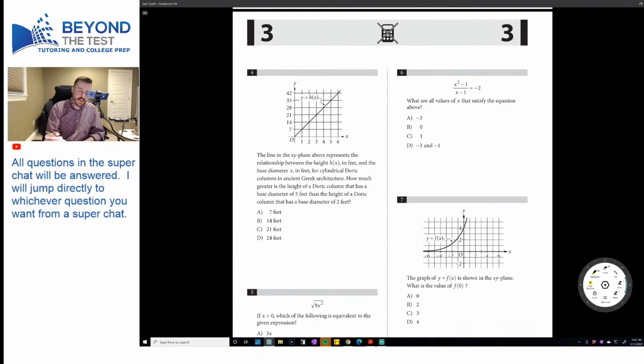Okay, well, let's take a look at this here. When it's 2 feet, we know the height is 14, so we can imagine that as the point (2, 14). When it was 5 feet, the height was 35, so we have (5, 35). So if we're trying to figure out how much greater the height is at the diameter 5, here's the height at 5, how much greater is that than 14? Well, 35 minus 14 very simply would just be 21 here. Choice C.